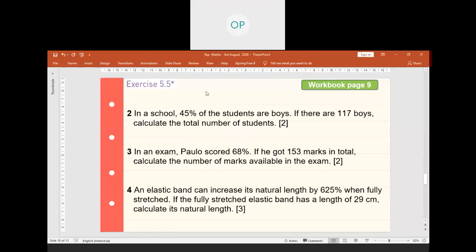For question 2, in a school, 40% of the students are boys. If there are 117 boys, calculate the total number of the students. Anyone want to help me? What do we have in this question? 45% is equal to how many? Is there anyone who knows? 117. Yeah, 117 is equal to 45%. For this question, we need to find the total number of students.